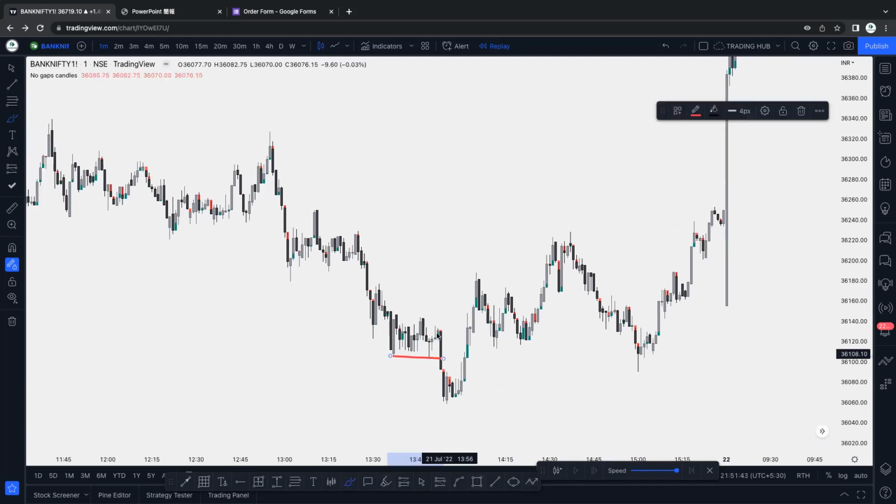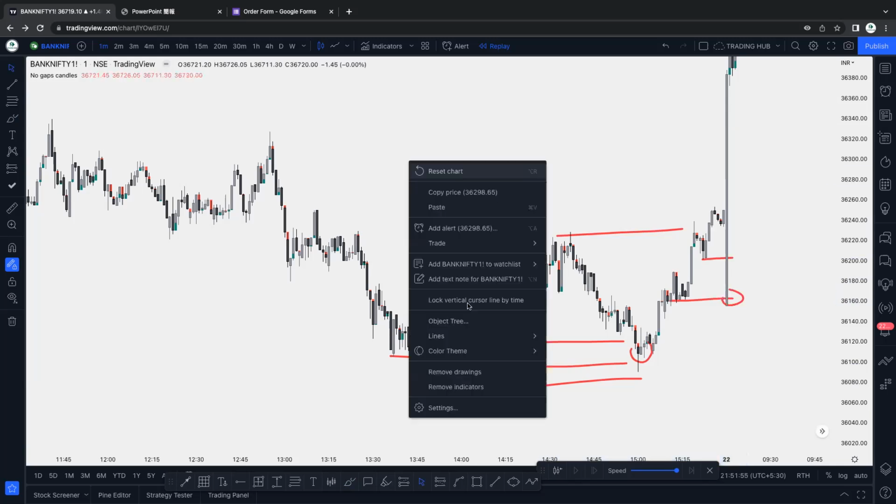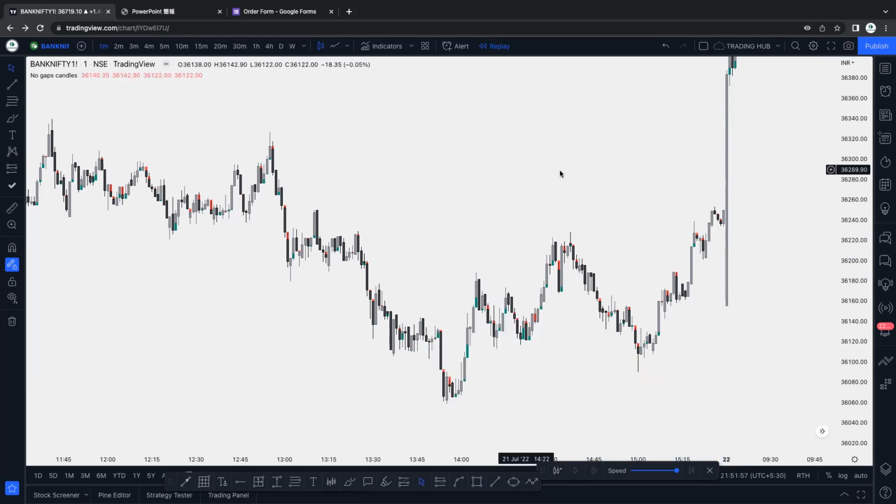I think taking out the inducement, creating a new structure, again taking out the inducement, mitigating this order block and going higher, breaking the structure, taking out the inducement. This is Indian liquidity, taken out, and goes higher. There is no need to worry about anything.